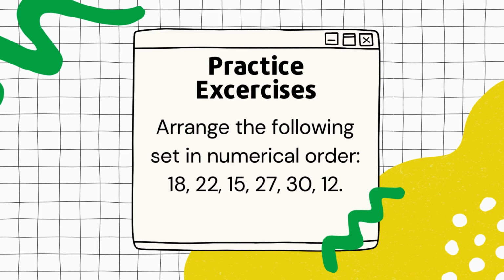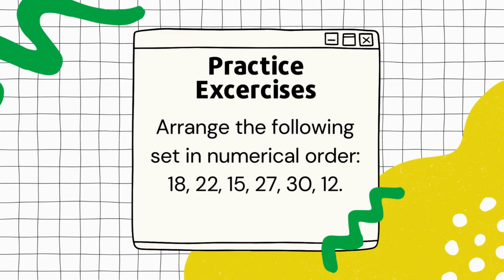Because I know sometimes some students don't really get it correctly in terms of arranging numbers in numerical order. Remember, for this, you do it from the smallest to the biggest. So you have this data set: 18, 22, 15, 27, 30, 12, and you want to arrange this in numerical order. You simply start with the smallest, then you go on until you get to the biggest number.